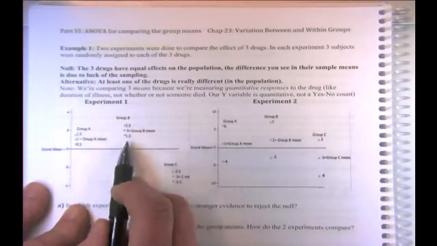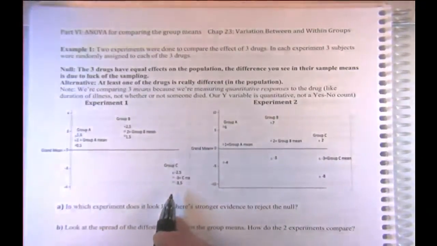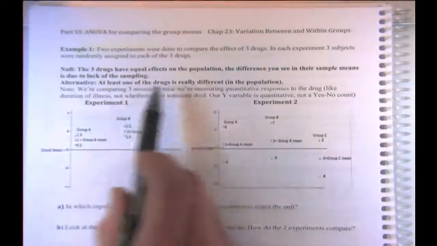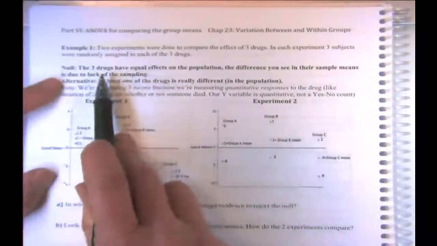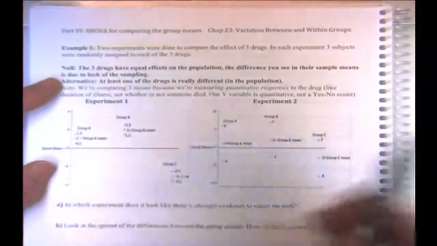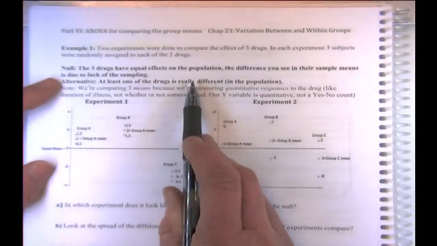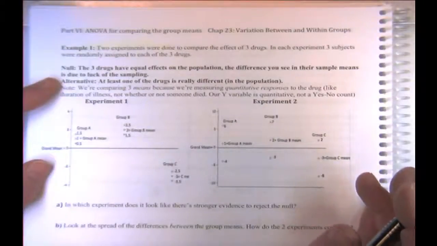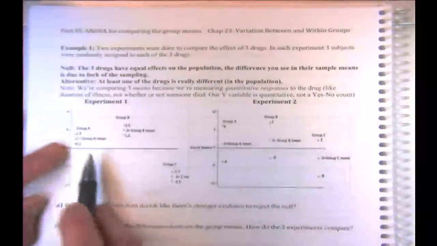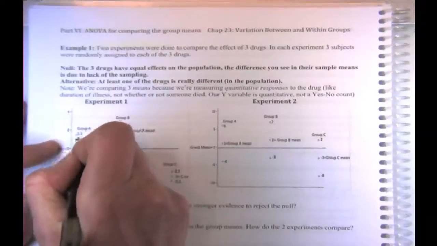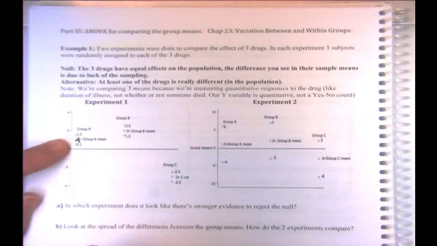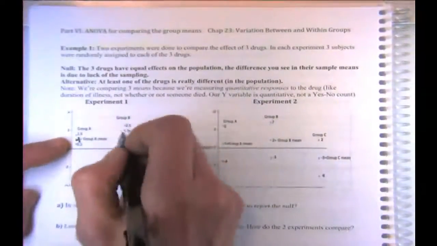The null is that the 3 drugs have equal effects, meaning their means are the same in the population. And the difference you see in the sample means, like here, is a mean of 1. These 3 people averaged out to 1. These 3 people, what is this y variable here? Did I say?